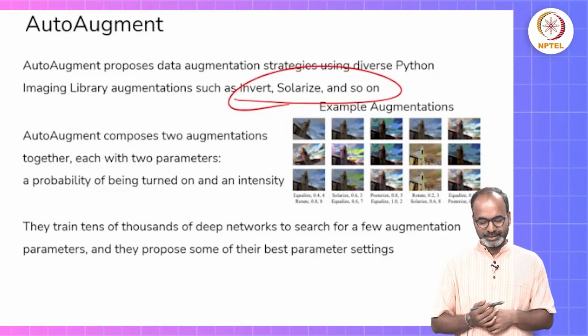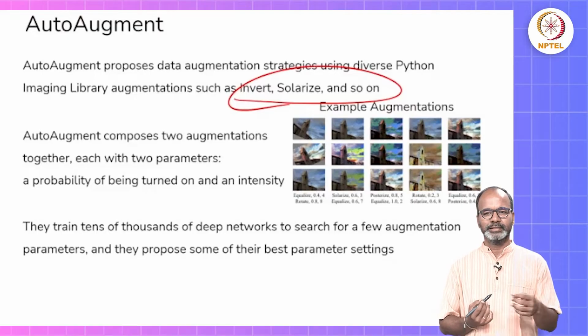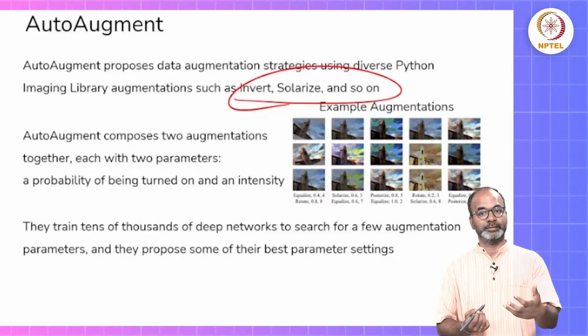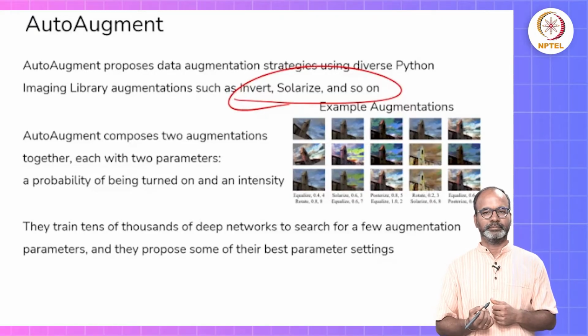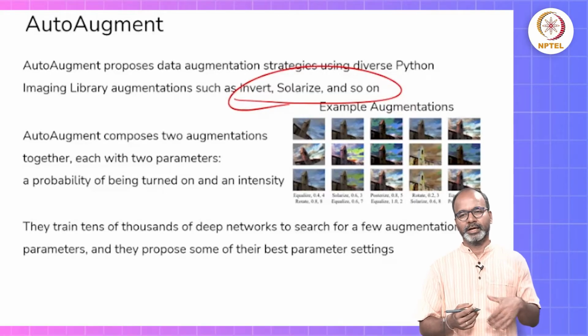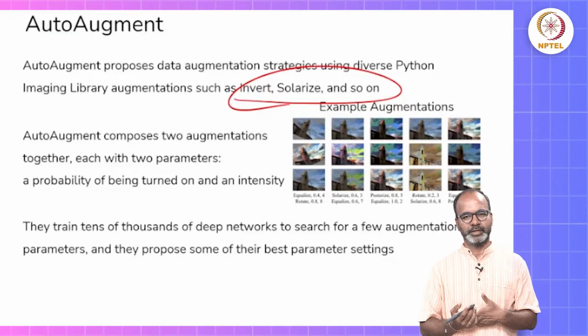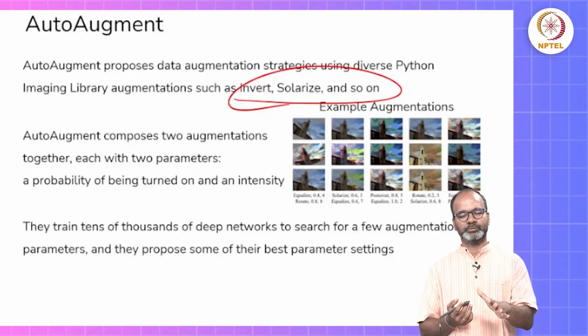These are example augmentations. We'll go through some examples now. Solarize is changing the relative darkness of an image by overexposure. So, the idea of solarize is that you take an image and change the relative darkness of the image by exposing it to more light.